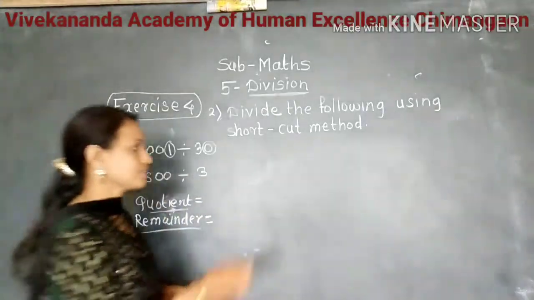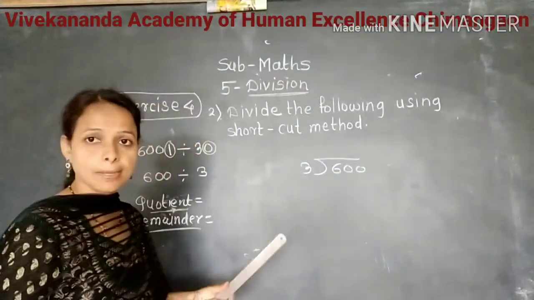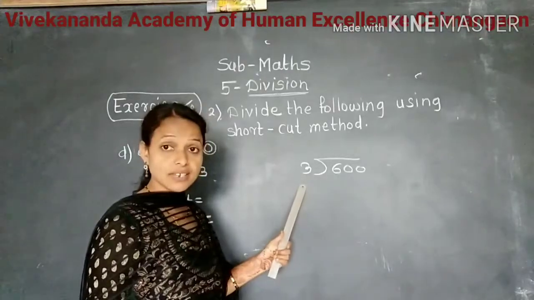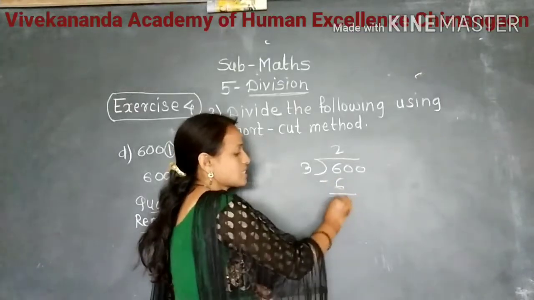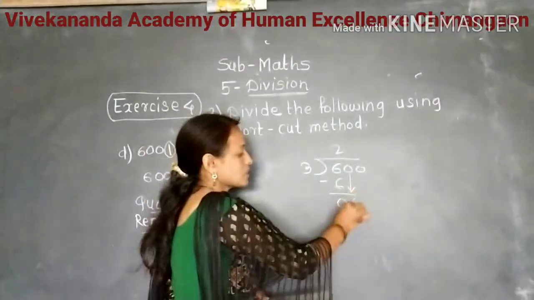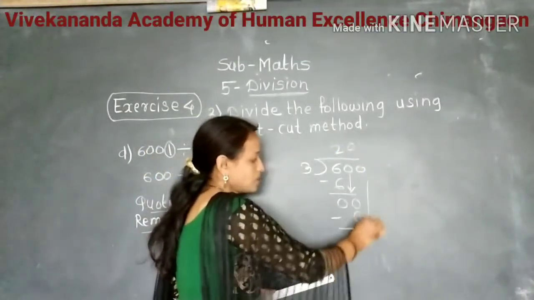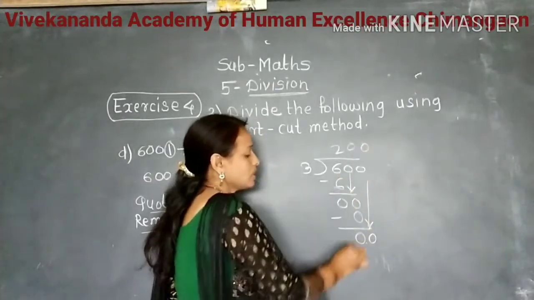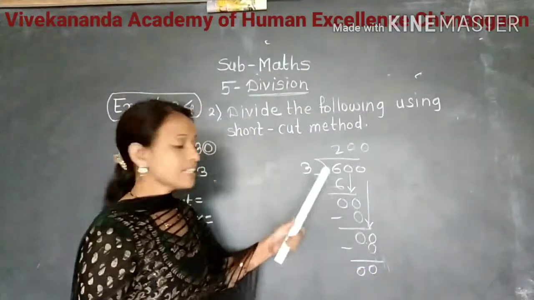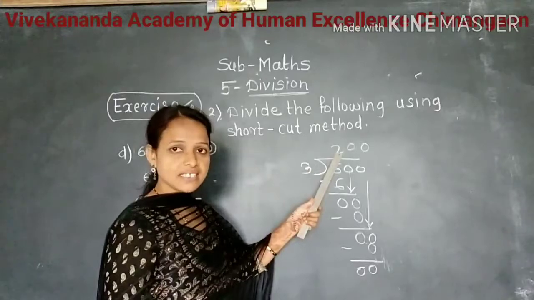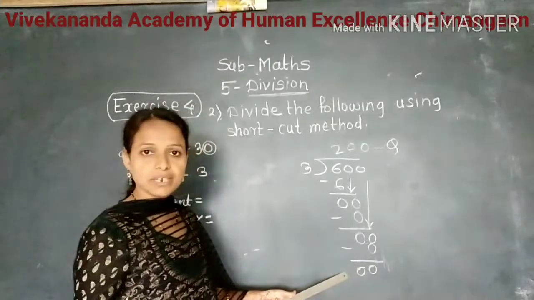Now we will divide 600 by 3. We know that 6 is a multiple of 3. 3 ones are 3, 3 twos are 6. So the quotient digit is 2. 6 minus 6 is 0. The next digit is 0, so the quotient digit will be 0. The next digit is 0, so the quotient digit will be 0. In this way, by dividing 600 by 3, we get the answer 200. So 200 is the quotient and the remainder is 0.